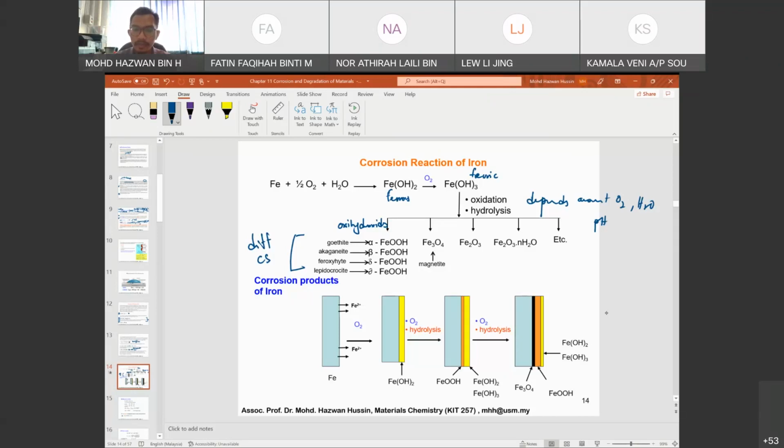And finally, the formation of corrosion products of iron. If you have the pure metal, when it starts to oxidize, it forms the first layer of ferrous hydroxide. After that, further oxidation forms another layer of ferric hydroxides and oxyhydroxides. And finally, if you have more rust phases, it forms another layer, another layer. So that is why for corrosion products, it's always a layer by layer formation.